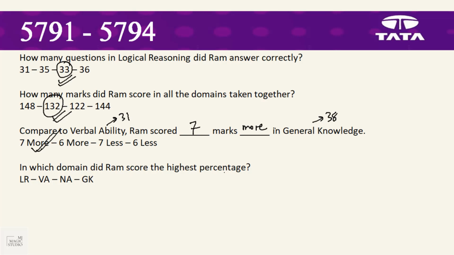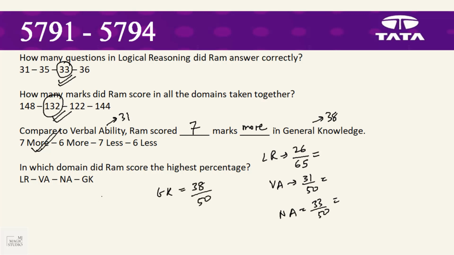7 more. In which domain did Ram score the highest percentage? We need to find percentage. So LR, his score is 26 out of 65, and VA, his score is 31 out of 50. In numerical ability, it is 33 out of 50. In GK, it is 38 out of 50.